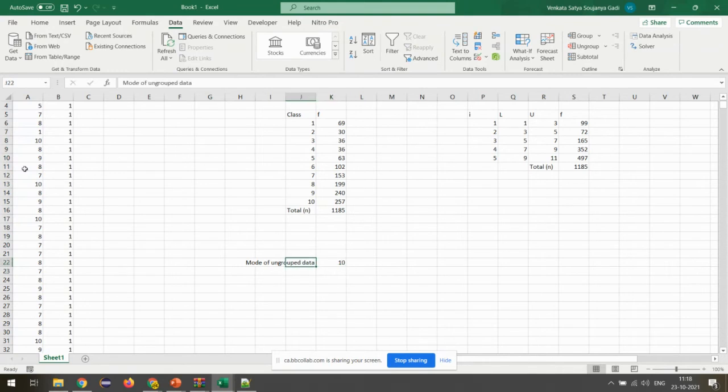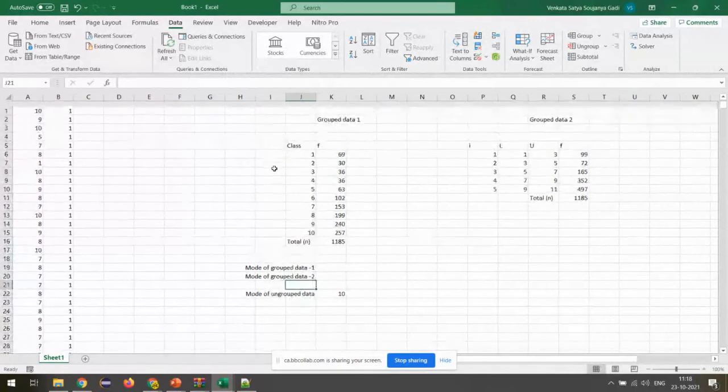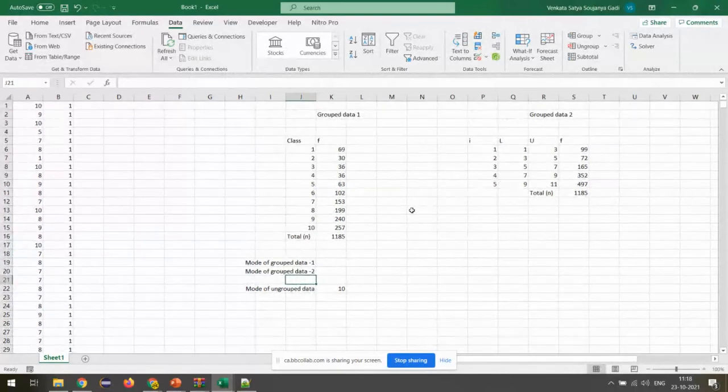So the mode of the grouped data 1, the mode of the grouped data 2. This is grouped data 1, this is grouped data 2, right? So how do we calculate the mode? Here we don't have to go for any formulas. Directly we can just say 10 is having the most, because this is having the maximum, right?